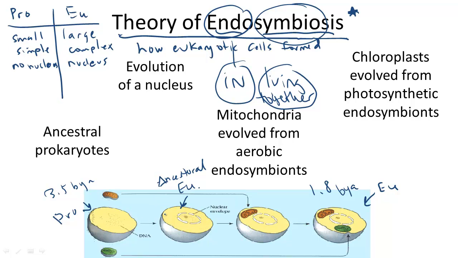Prokaryotes may have even entered inside of eukaryotes, forming the first nucleus of a eukaryote. And they entered perhaps as undigested prey or as parasites into these cells. And then they formed symbiotic relationships, so they serve some purpose inside this cell.